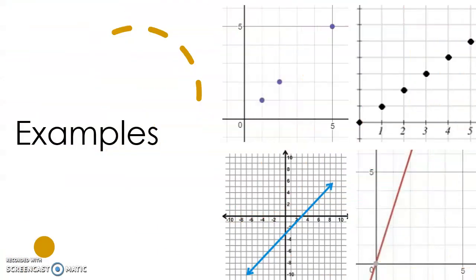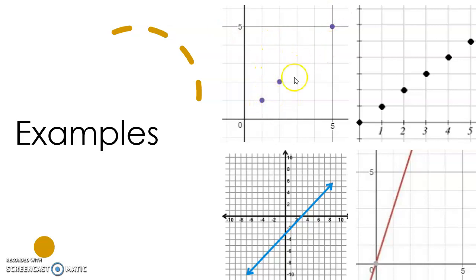So here are some examples. I want you to look at these graphs and start with this one, and I want you to pause the video and go through all 4 of these graphs and tell me if they are discrete or continuous. Pause the video and get back to me. Okay, since you should have decided whether these are discrete or continuous, we're going to go over them.